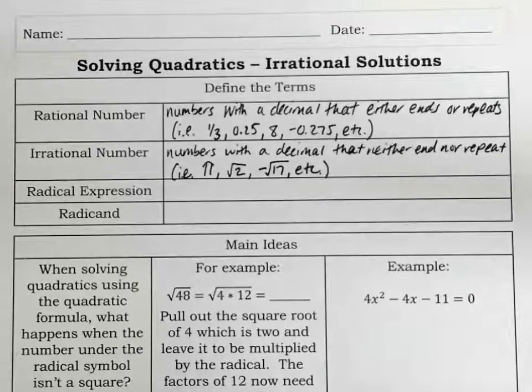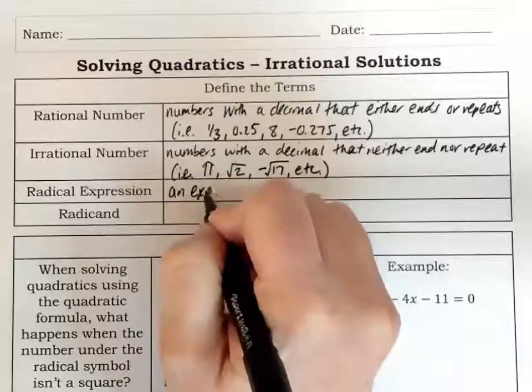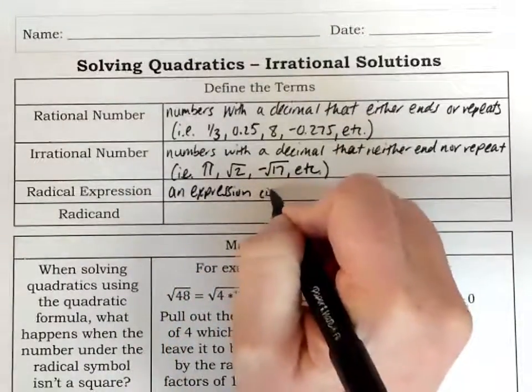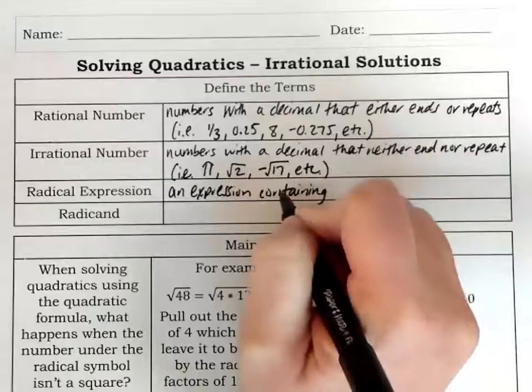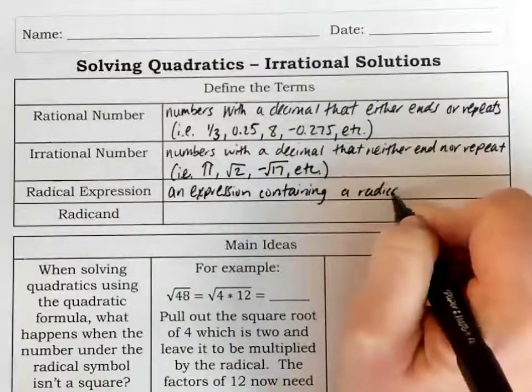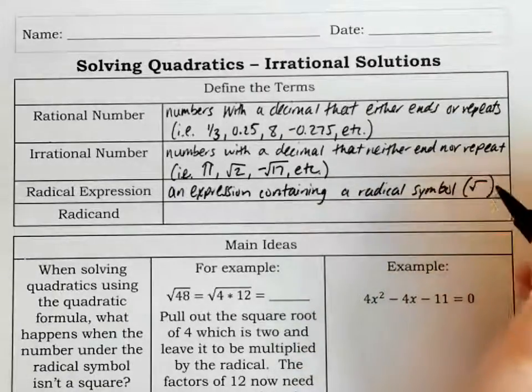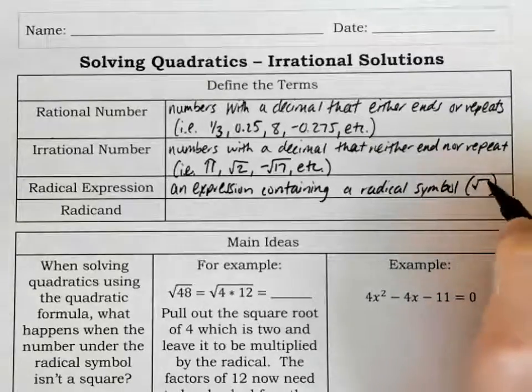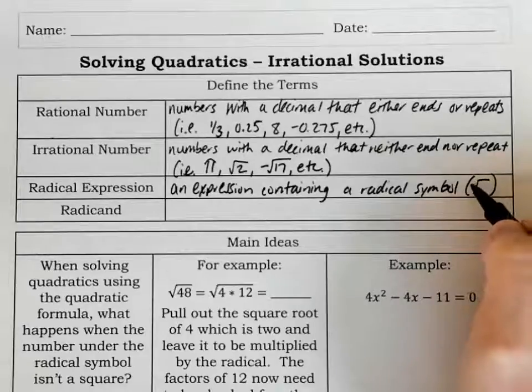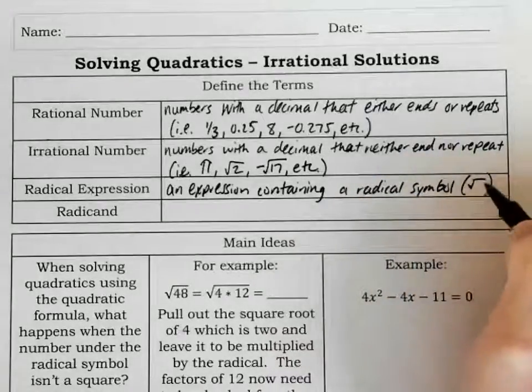So there are also a couple other words. Radical expression. This is something that you may have seen before, but a radical expression is just an expression containing a radical symbol. And if you don't remember, the radical symbol is the square root symbol or the cube root symbol. It's that symbol right there. We understand it to be the square root symbol unless there's a number outside of this, like a 3 or a 4, which they call an index, that lets us know that it's a cube root or something along those lines. But it's a radical symbol.